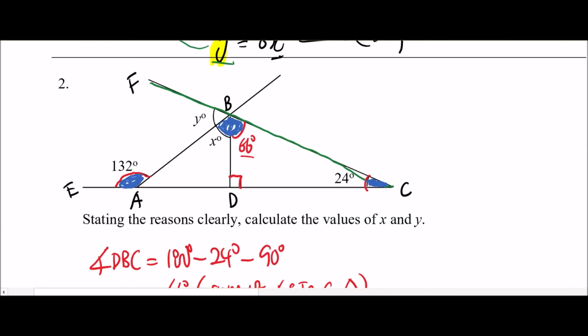So we have made use of the exterior angle property. We have made use of the sum of interior angles in a triangle. We have made use of the sum of angles on a straight line. That is the previous chapter. So please do not forget your stuff.